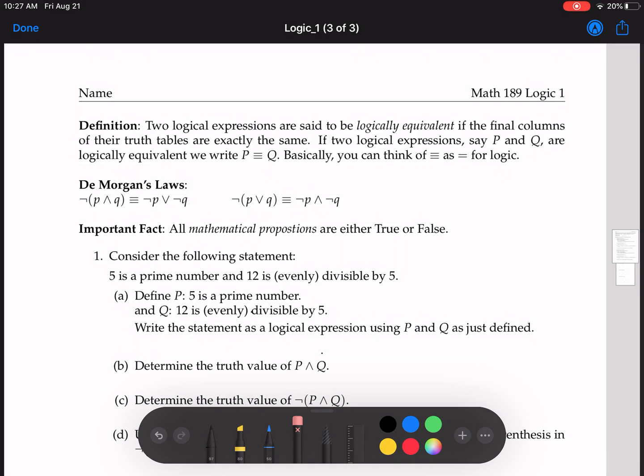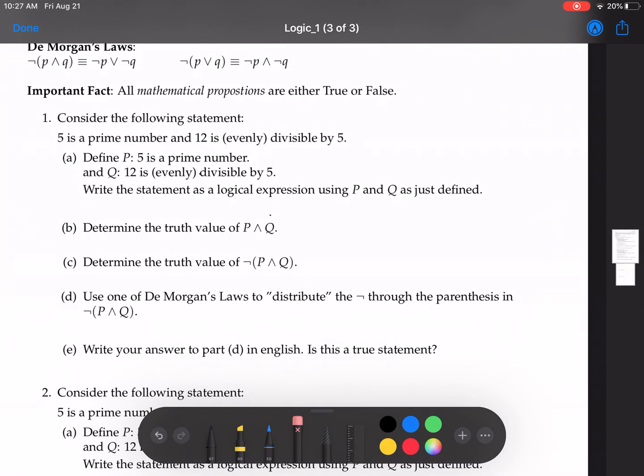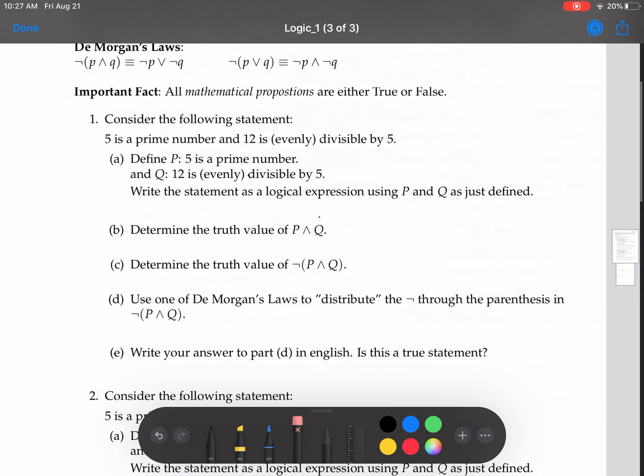Okay, in this video, I'm going to go over the Logic 1 worksheet, problems 1 and 2. All right, so let's start with problem 1 here.